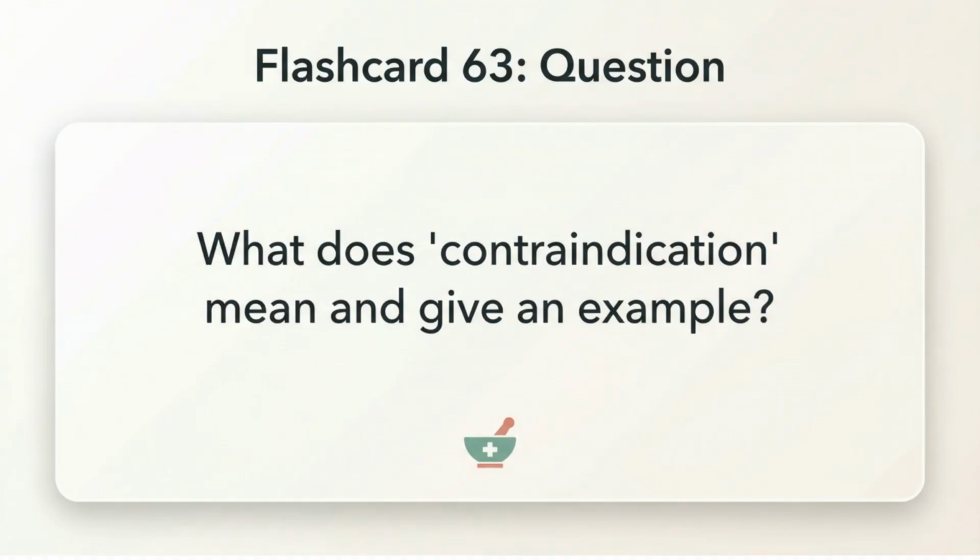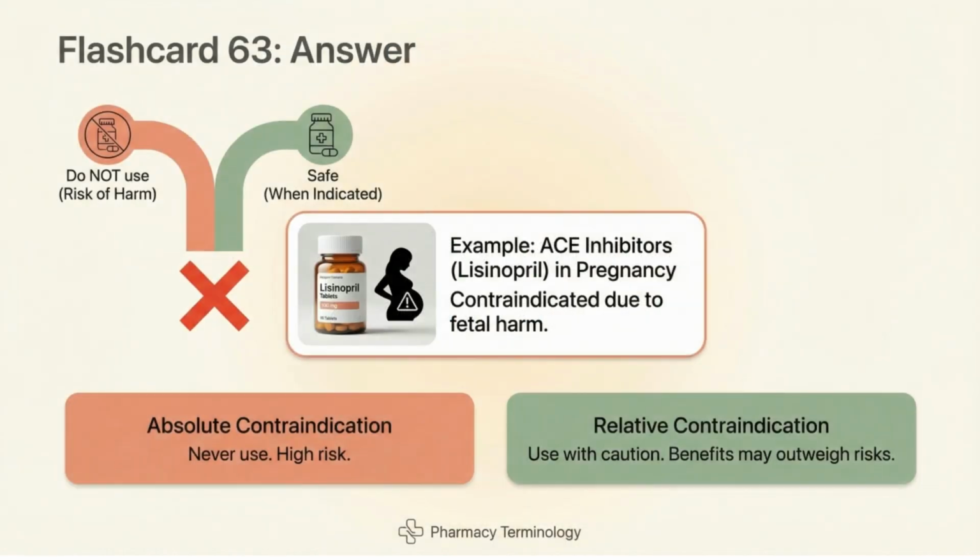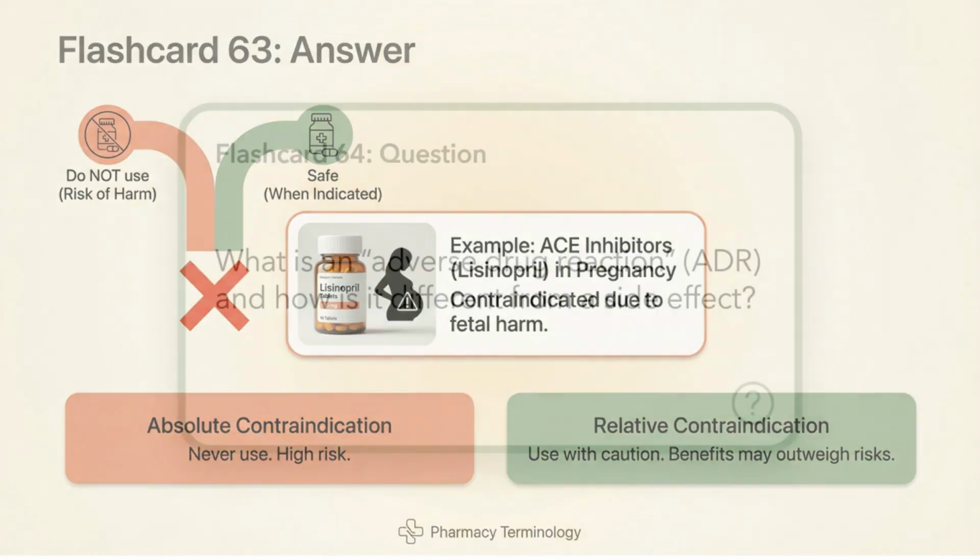Flashcard 63 asks, what does contraindication mean and give an example? A contraindication is a reason not to use a drug due to a risk of harm. An example is ACE inhibitors during pregnancy due to fetal harm. An absolute contraindication means never use due to high risk. A relative contraindication means use with caution, as benefits may outweigh risks.